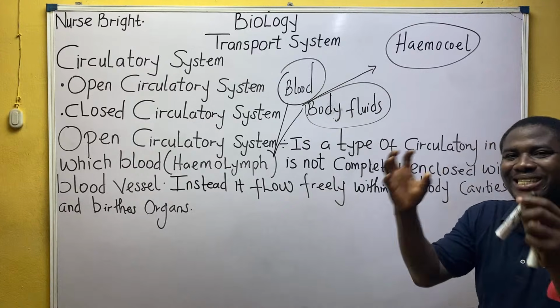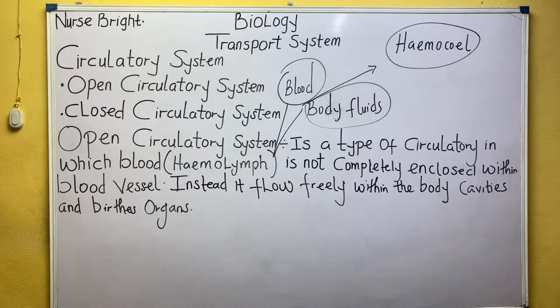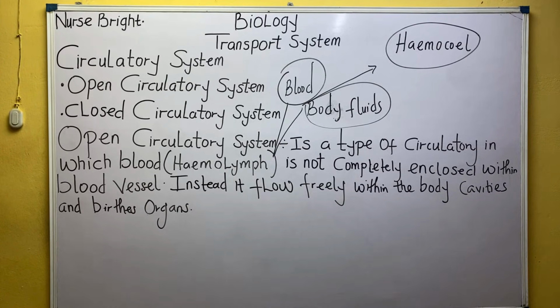These hemocoel are spaces in the organisms. I'm going to give us an example of organisms that undergo open circulatory system. Class, what I'm saying, does it make sense to you? So that is for that. So let us move further.